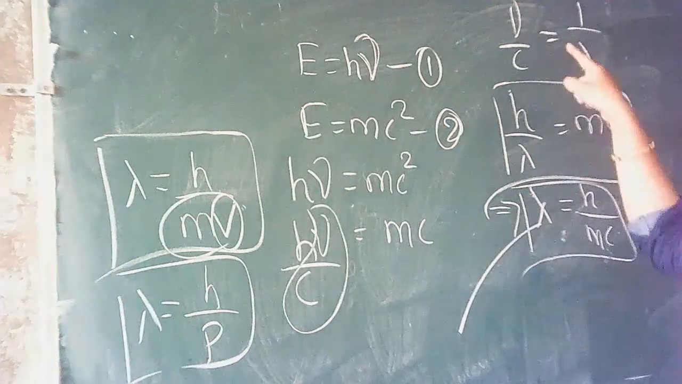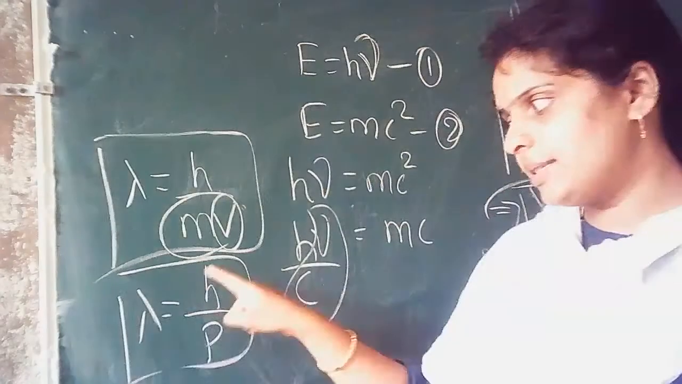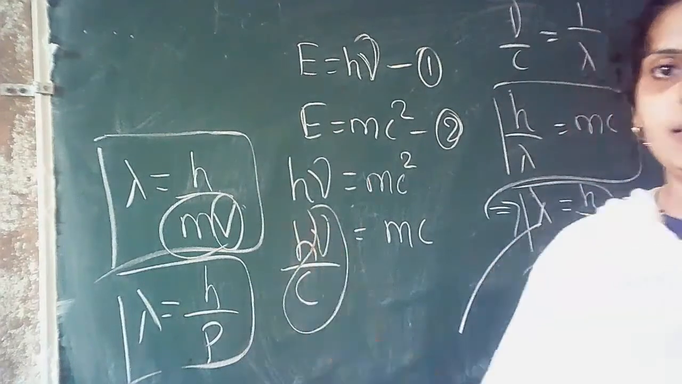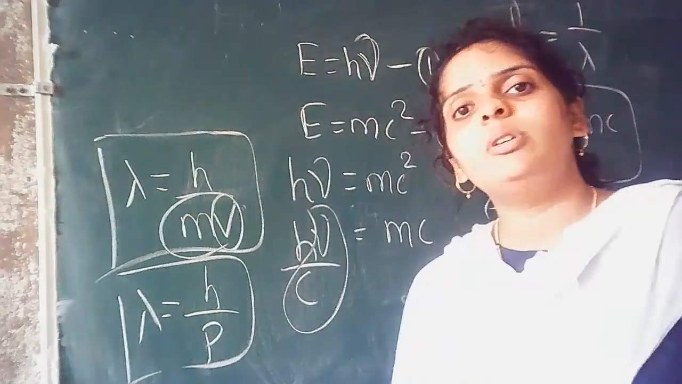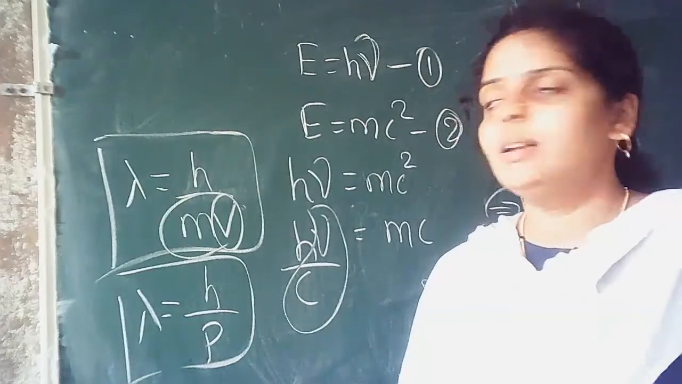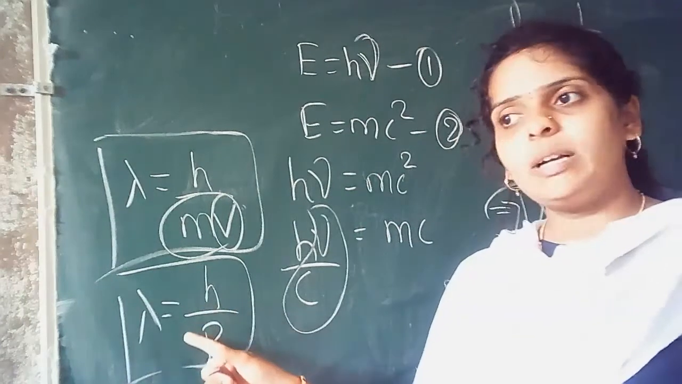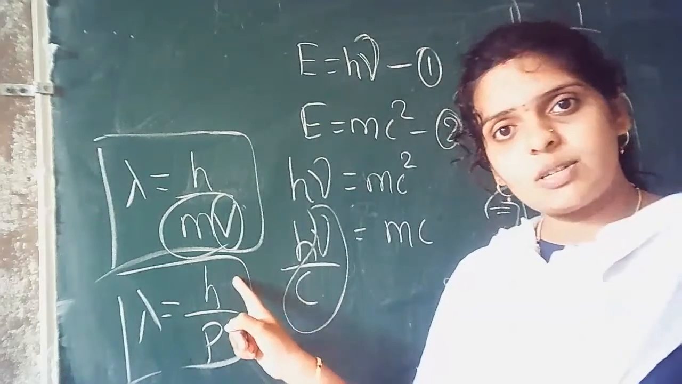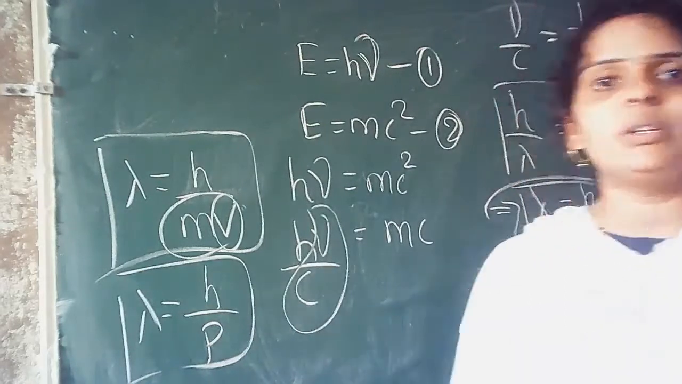After simplification, you will get lambda is equal to h divided by mc. That is nothing but lambda is equal to h divided by p, where p is the momentum of the particle. Is it clear? In the exam, they may ask you, what is the de Broglie hypothesis? Derive an expression for de Broglie wavelength in terms of momentum. So this is the de Broglie equation. Do you have any doubt in this?